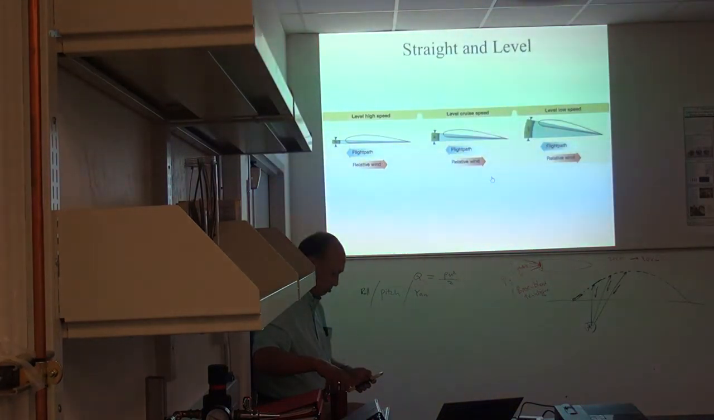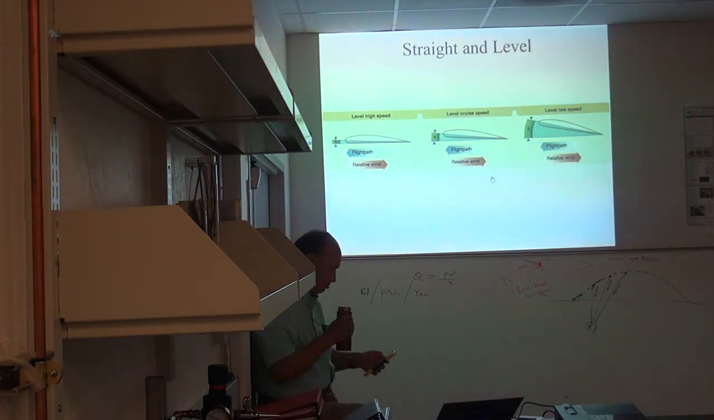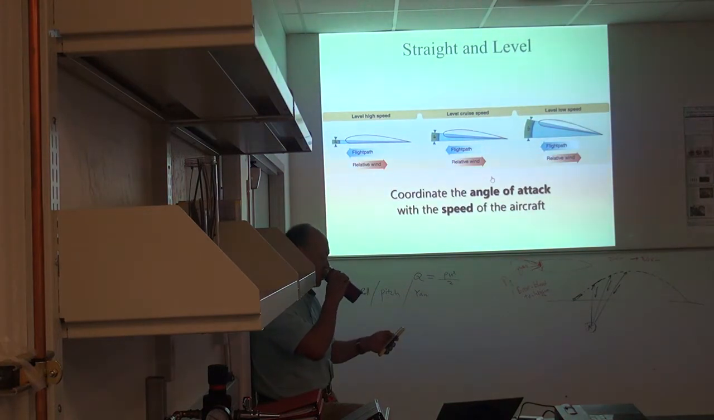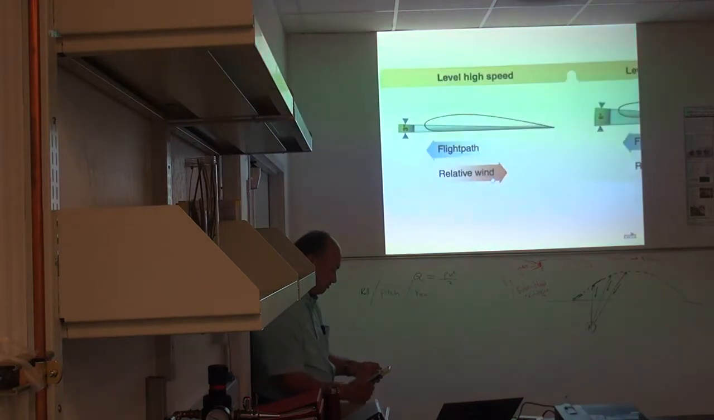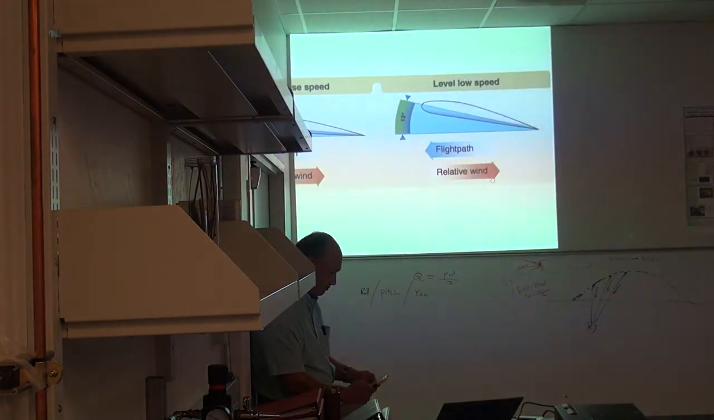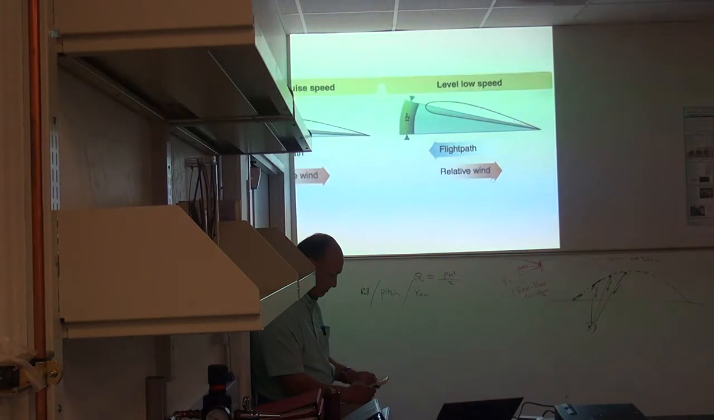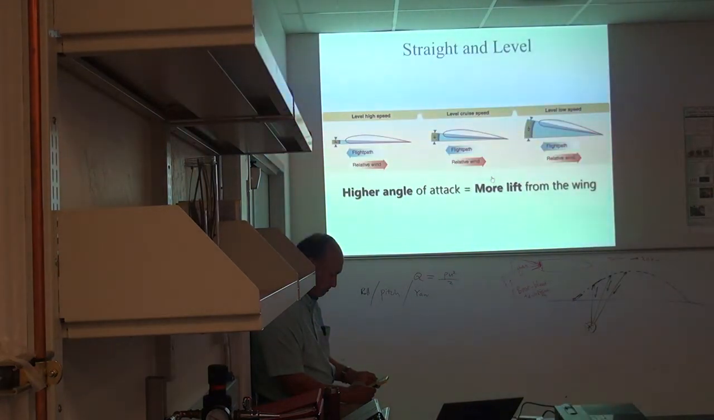A pilot may hold an aircraft in straight and level flight at many different airspeeds. The pilot needs to coordinate the angle of attack with the speed of the aircraft. For example, if the plane is flying at a high rate of speed, the angle of attack can be relatively low. However, if the rate of speed is low, then the pilot must have a higher angle of attack. This is caused by the amount of lift produced by the wings of the aircraft. The higher the angle of attack, the more lift is provided from the wing.